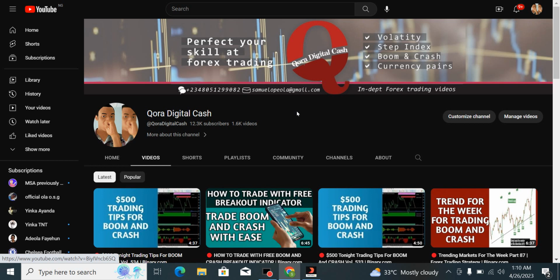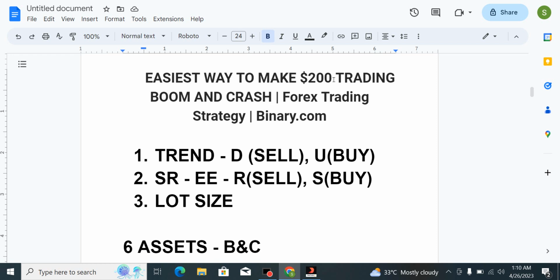So quickly, let's go straight into what we have right here. Like I said earlier on, we will be checking out how we can make $200 easily trading Boom and Crash. Before we go to the charts, the first thing we need to do is that these assets are trend trading assets, so it is always important we understand the trend very well. Once we understand the trend very well, you will know when the trend is selling and when it is buying. The support and resistance zone is also very important because it will help you to know when you are exiting and entering the market.